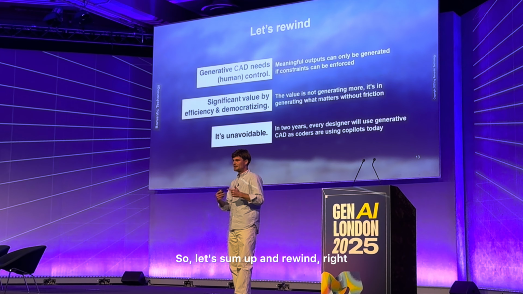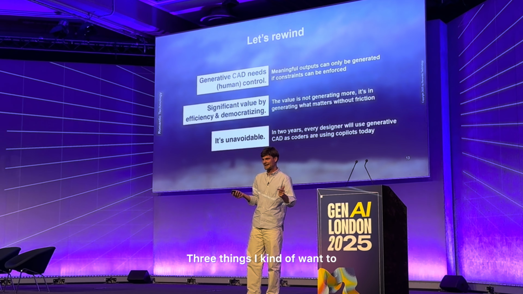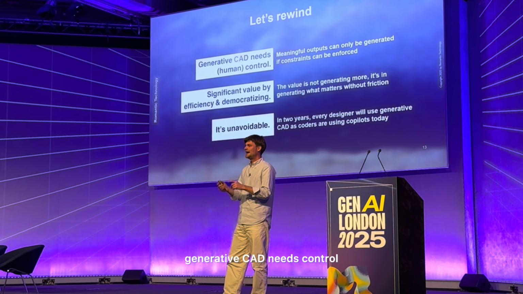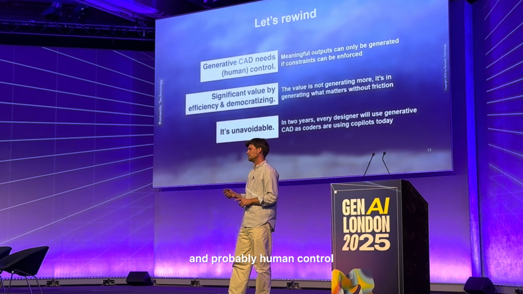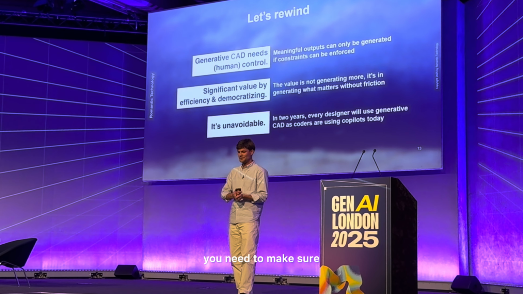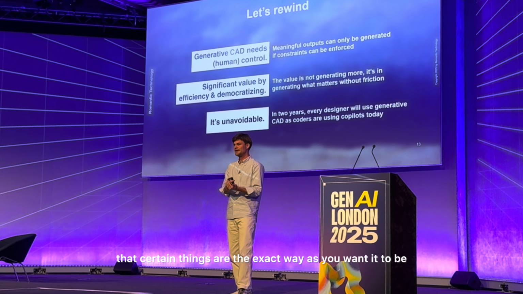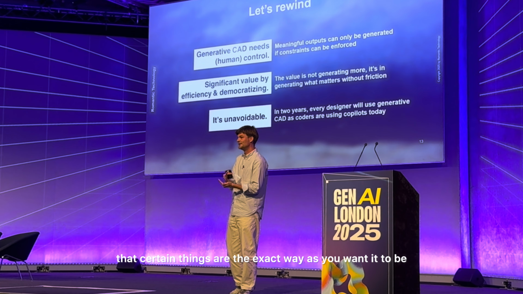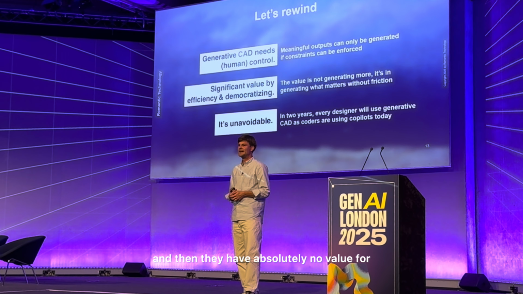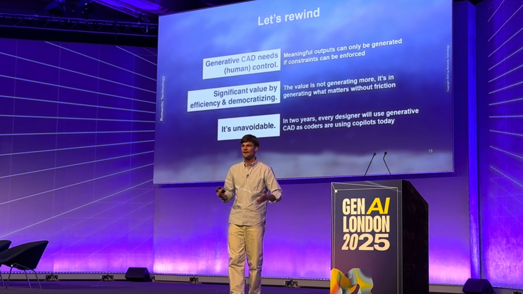So let's sum up and rewind, right? 3 things I kind of want to state here from our perspective. Generative CAD needs control and probably human control. But what I mean by this is, and you all understand this, you need to make sure that certain things are the exact way as you want it to be, because otherwise they will never be translated into reality, and then they have absolutely no value for architects or engineers.